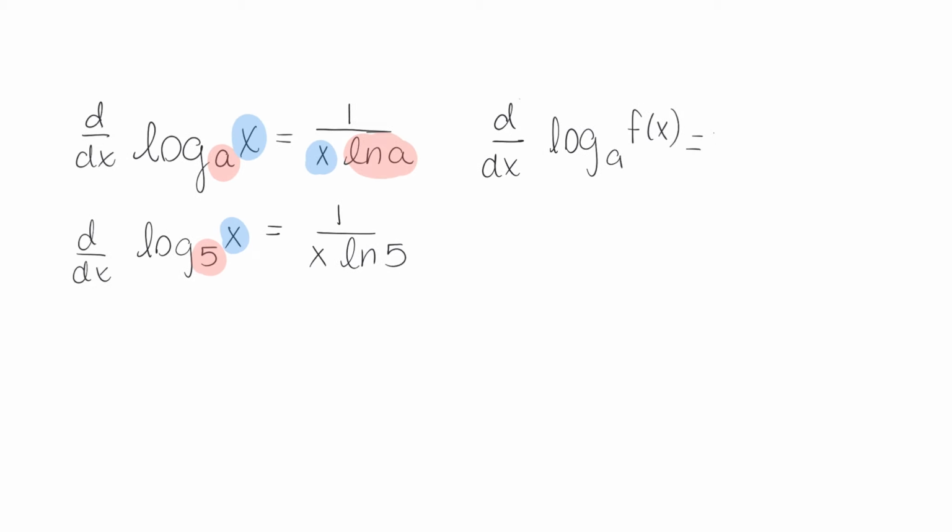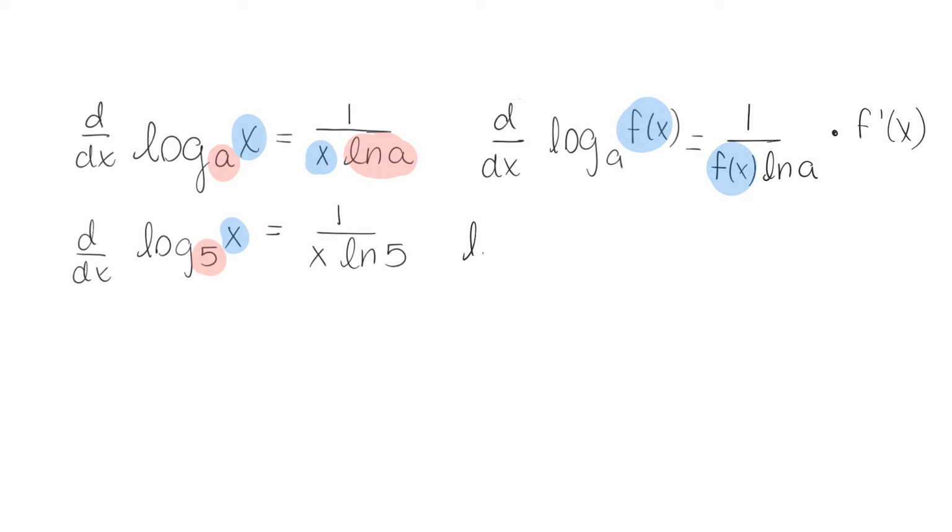So what we're going to have happen is we're going to still have 1 over x ln a. The rule doesn't change. But our x is now an f of x, right? Like it's acting in the blue, just like it was x over here. So 1 over f of x ln a, that doesn't change. But then we're going to multiply by the derivative of f of x, because we have to do chain rule.